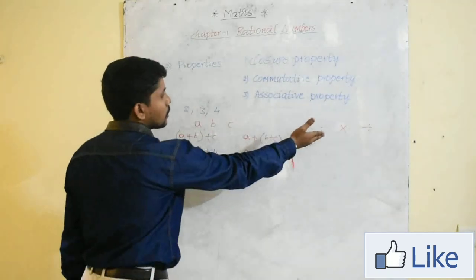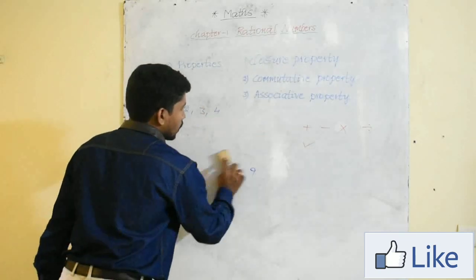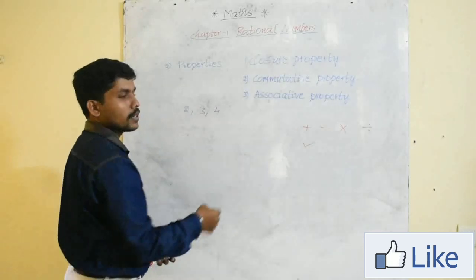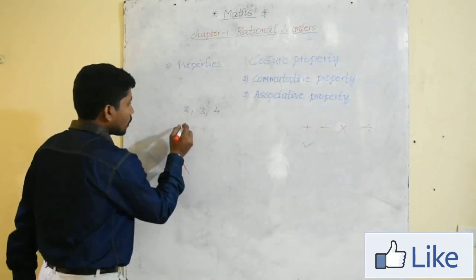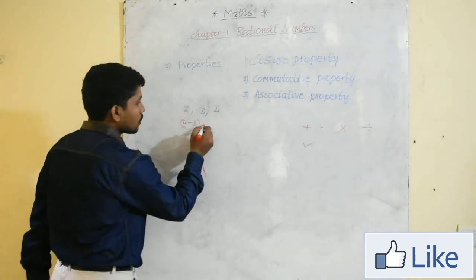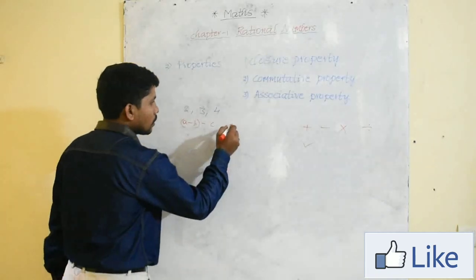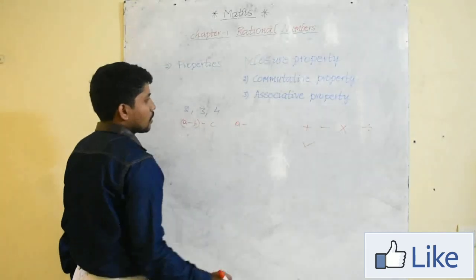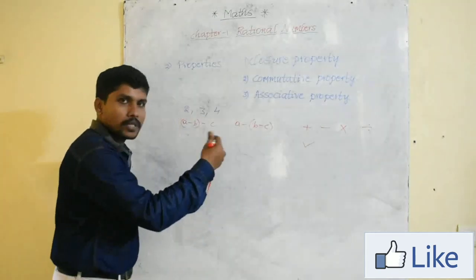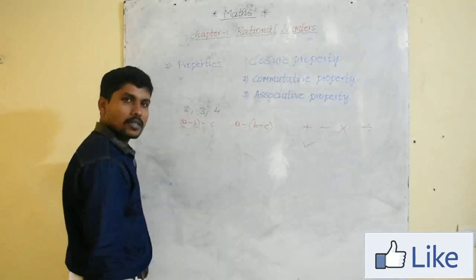Similarly, we will see for the subtraction part, multiplication part and division part. So under subtraction, if you observe here, first two numbers are subtracted, and then the result obtained is subtracted from the third number, or the second and third numbers are subtracted, and this result is subtracted from the first number.